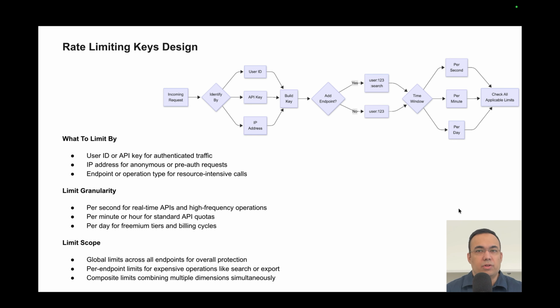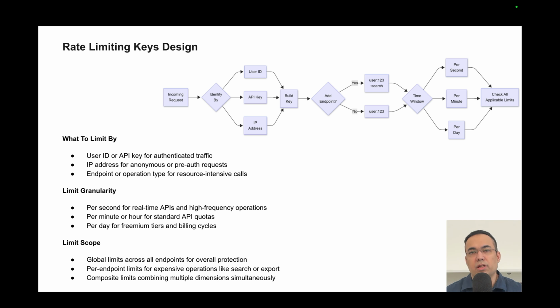Now let's talk about how to design rate limiting keys. First, we need to decide what to limit by. User ID or API key should be used for authenticated traffic. This is the most common approach for APIs with authentication. IP address should be used for anonymous or pre-auth requests, like login endpoints that need protection before authentication. Endpoint or operation type should be used for resource-intensive calls. A search endpoint might need stricter limits than a simple read.